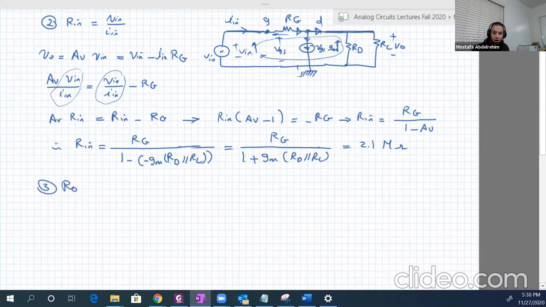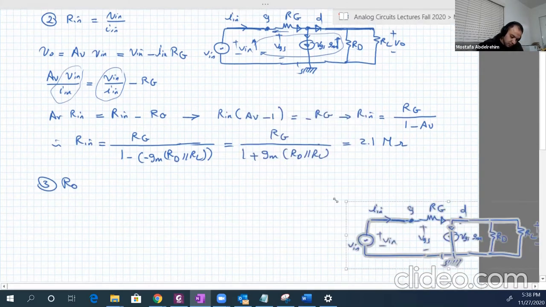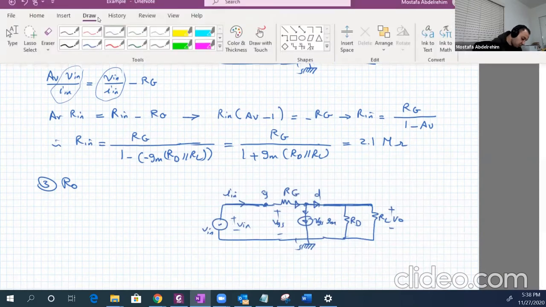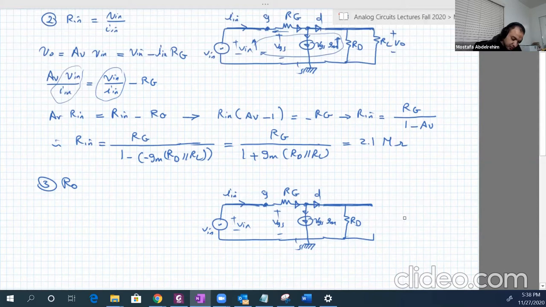Number three, RO. For RO, we're going to cancel the input and replace our load RL, I'm sorry, by VX IX. So from that same circuit, let's copy and paste. We're going to remove RL. And the input will be just shorted, and we're going to put VX IX. So basically VGS is zero now, because this is the gate, this is the source. They are both connected to each other. So VG minus VS is zero. And RO is VX over IX.